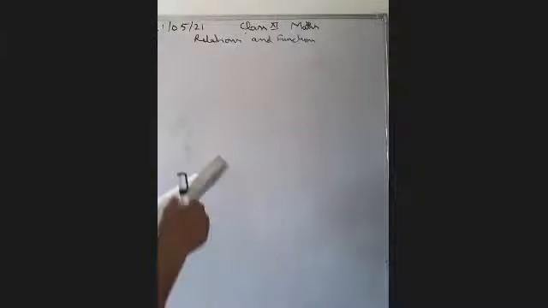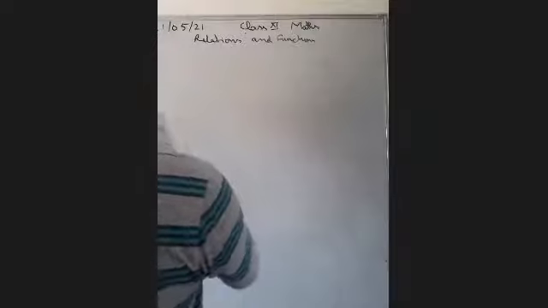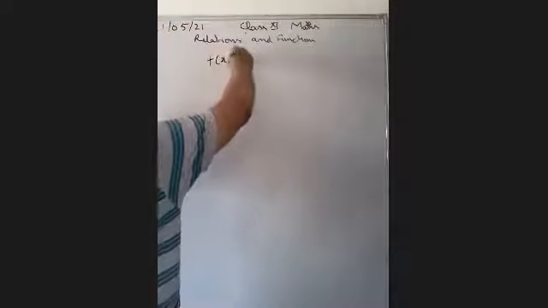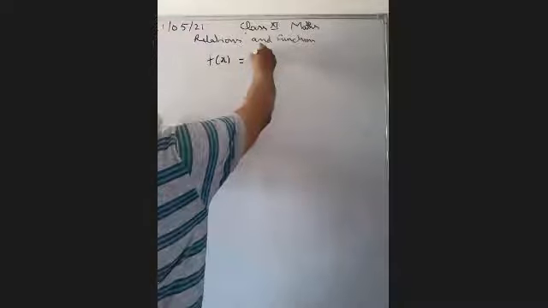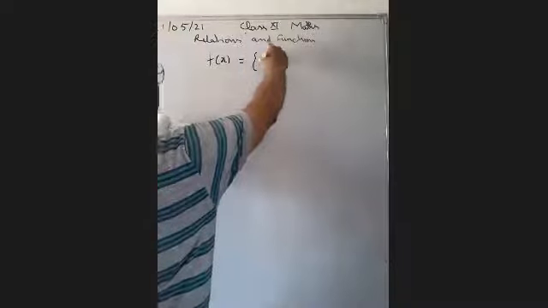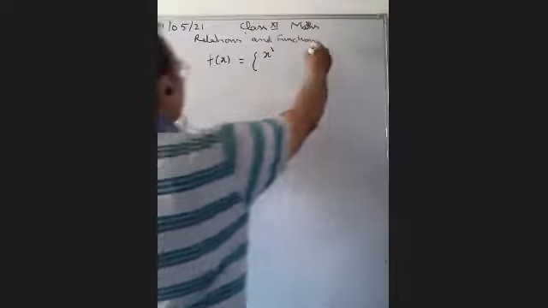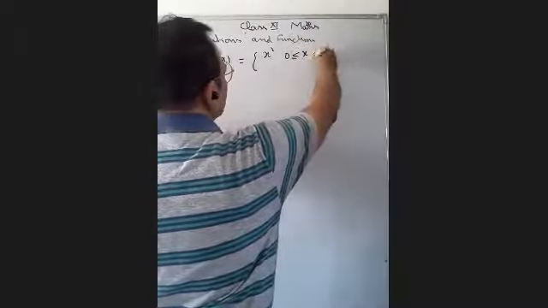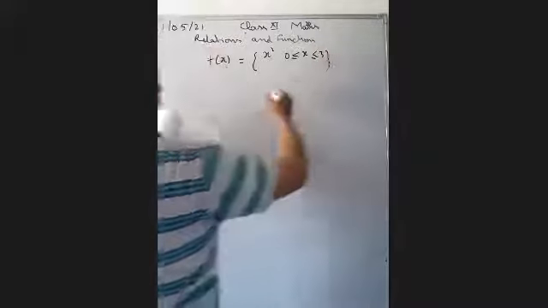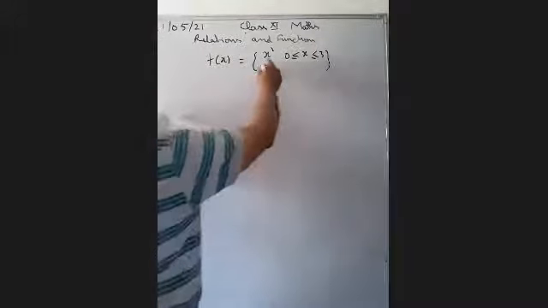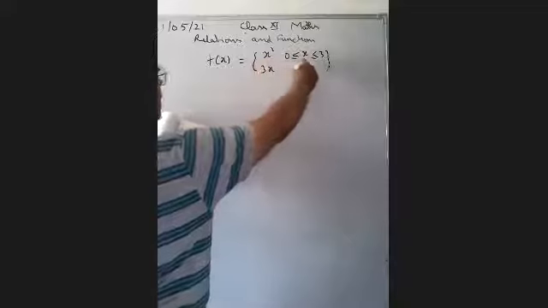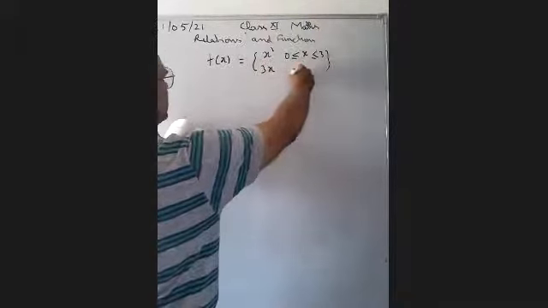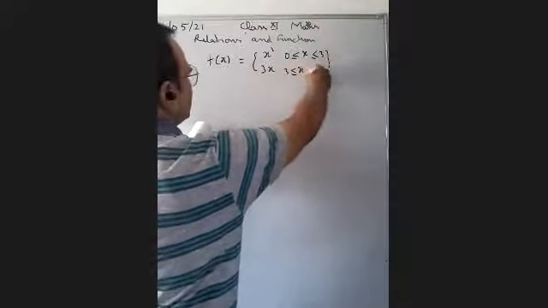They have given you in question number one f(x) is equal to x square, x is greater than 0 and less than or equal to 3, and 3x, x is greater than 3 and less than 10.